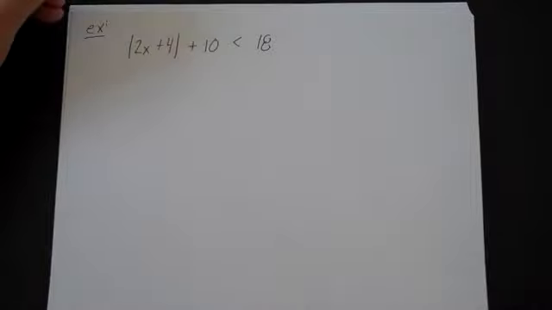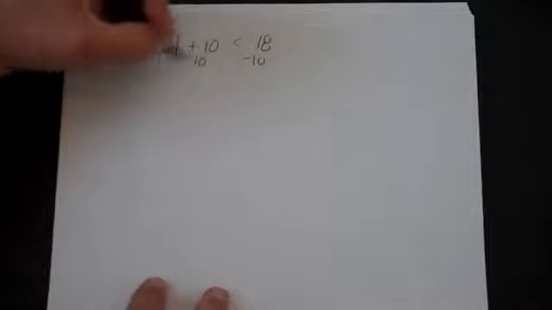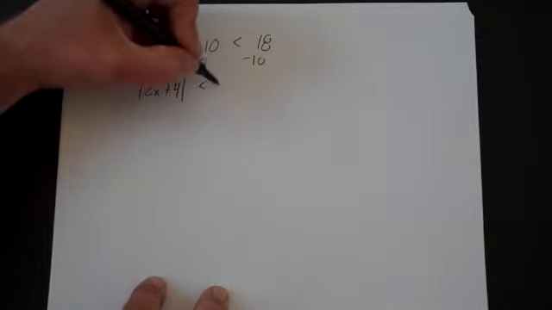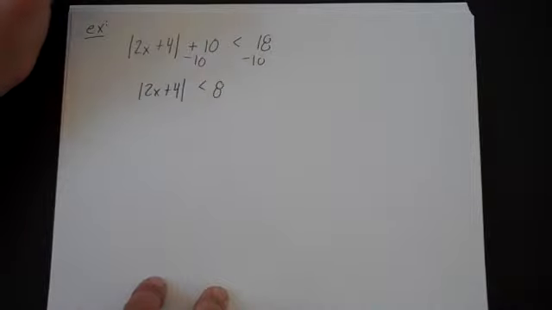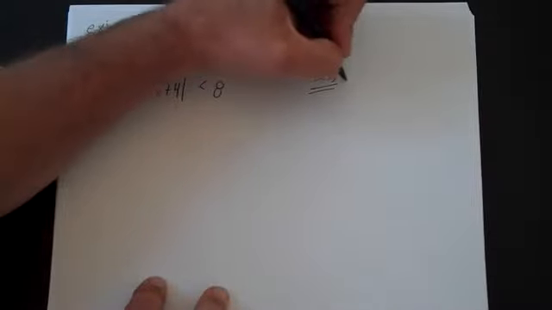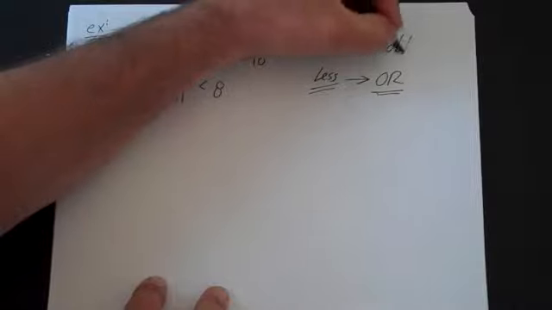Let's go absolute value of 2x plus 4 plus 10 less than 18. First step is you're going to isolate the absolute value term, so that's just minus 10 and minus 10. Absolute value of 2x plus 4 less than 8. Now you have to think, is this AND or OR? So this is less than. If it's less than, you know it's an OR problem, right? Because we're going to use the memory tool here, GO-LA.